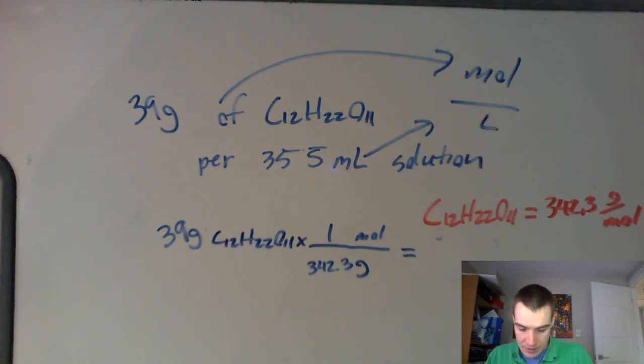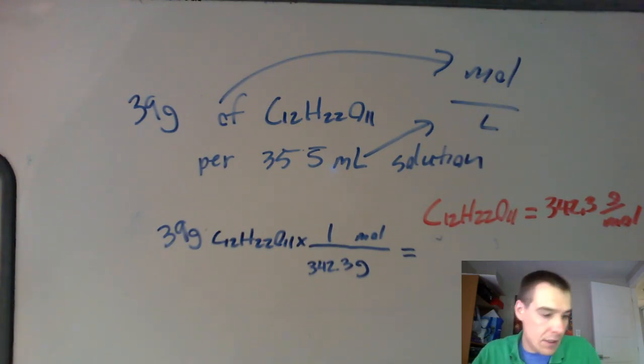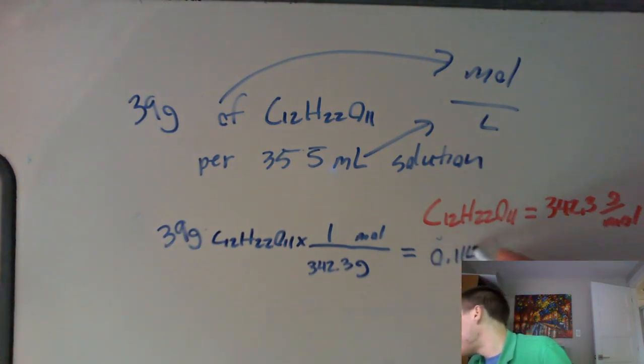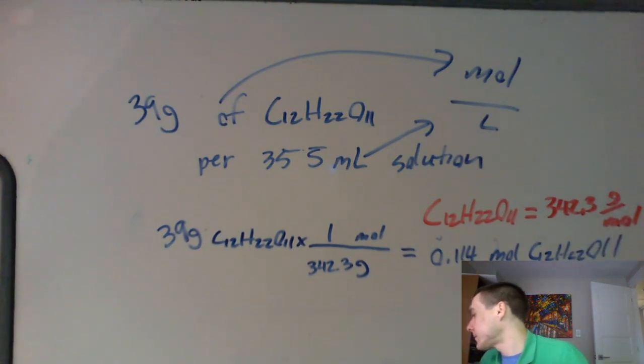So 39 divided by 342.3 is 0.114. 0.114 moles of C12H22O11.